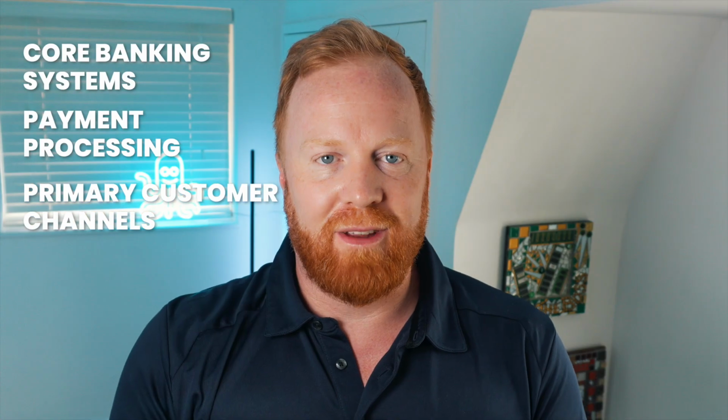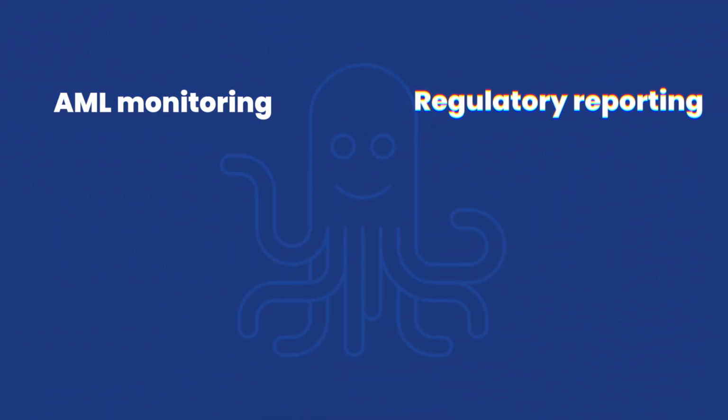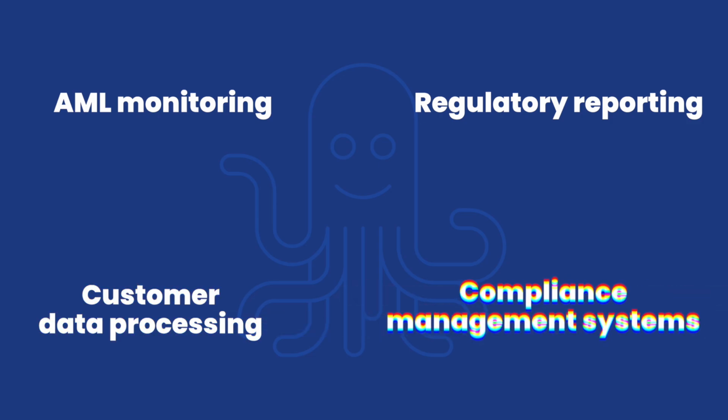Vendors supporting processes that generate more than a substantial amount of your annual revenue are automatically critical. Think core banking systems, payment processing, primary customer channels. Any vendor handling a regulated business process is automatically critical regardless of revenue impact. That's your AML monitoring, regulatory reporting, customer data processing, and compliance management systems. Material suppliers support revenue generating processes or handle sensitive but non-regulated processes. Your standard vendors support less than 5% revenue impact and handle non-regulated, non-sensitive processes with readily available alternatives.